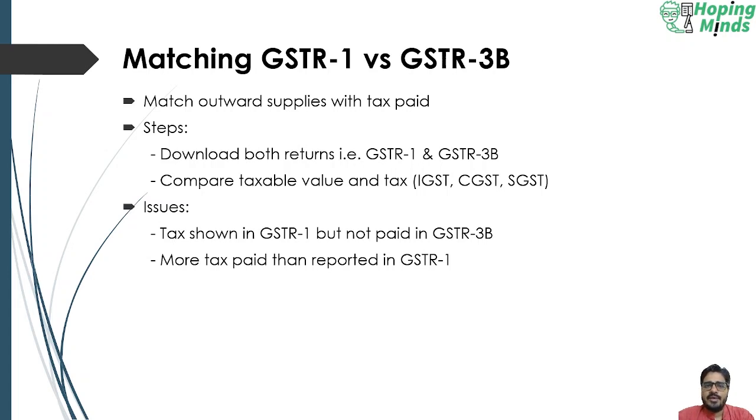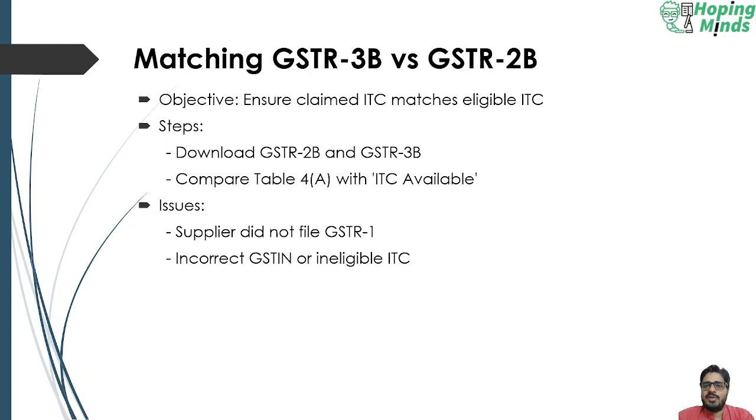So moving ahead, next we will see matching GSTR-3B versus GSTR-2B. The objective of matching these two set of returns is to ensure that the input tax credit claimed in GSTR-3B matches the eligible input tax credit as per the auto-populated GSTR-2B. So to match these two set of returns, we have to first download the GSTR-2B from the GST portal. Then we have to download the GSTR-3B for the month and compare table 4A of GSTR-3B with the input tax credits available section in GSTR-2B.